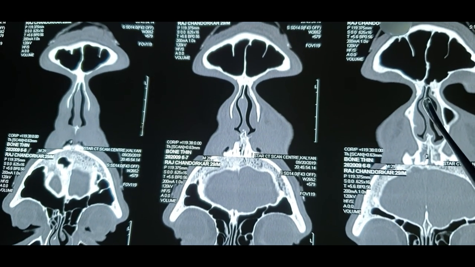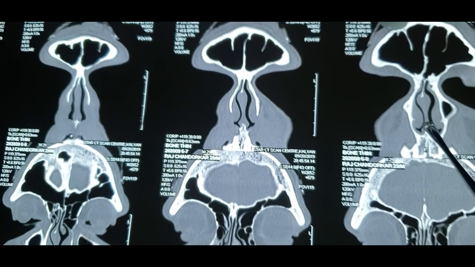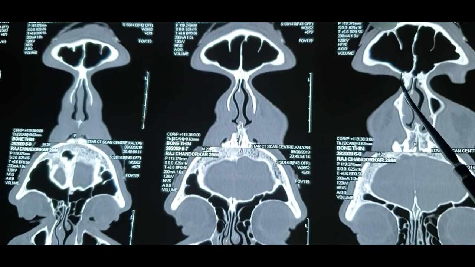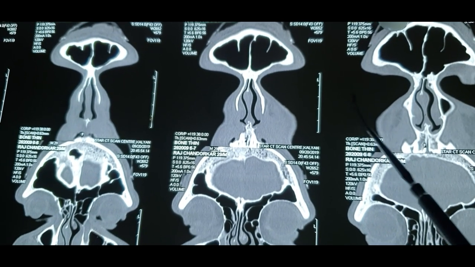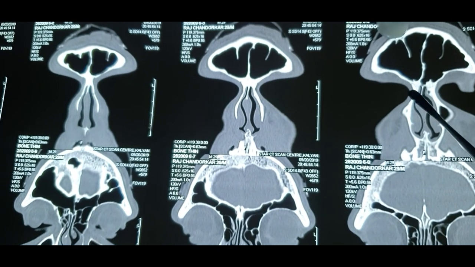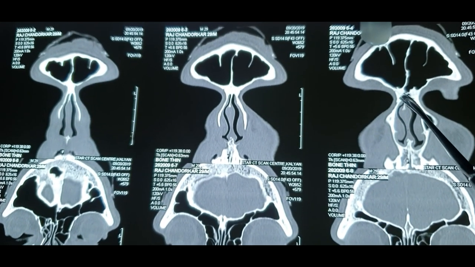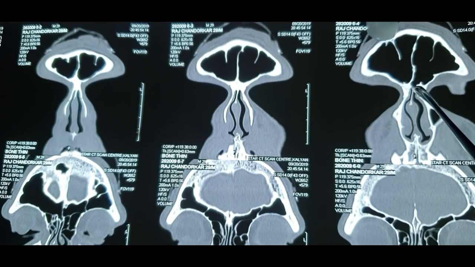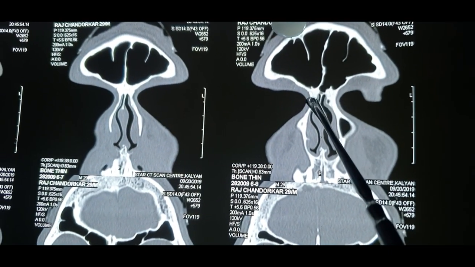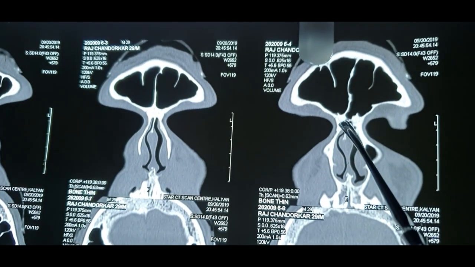Though there is a perpendicular plate of the ethmoid, the nasal septum, and the nasal maxillary crest, there is no nasal bone here. As you go posteriorly, the nasal bone is anterior. So there is no nasal bone, but there is presence of the frontal beak over here. As you can see, this is the area of the frontal beak. Now, what is the frontal beak?